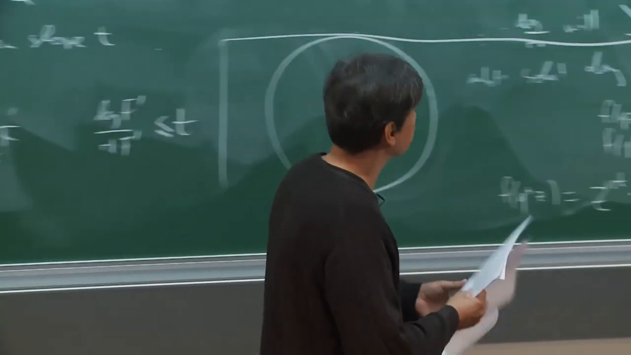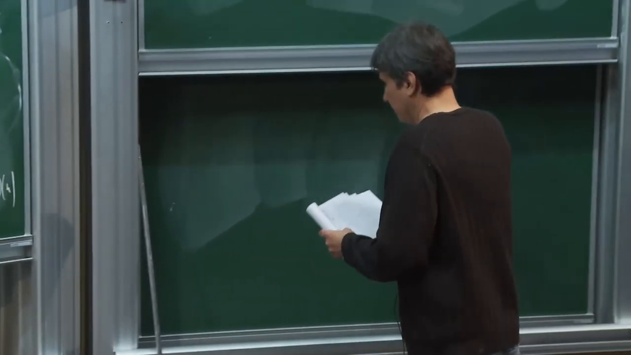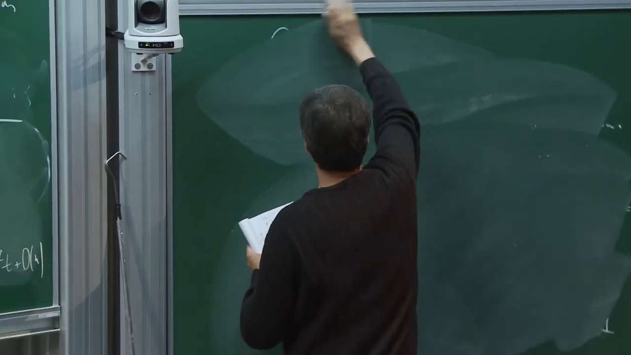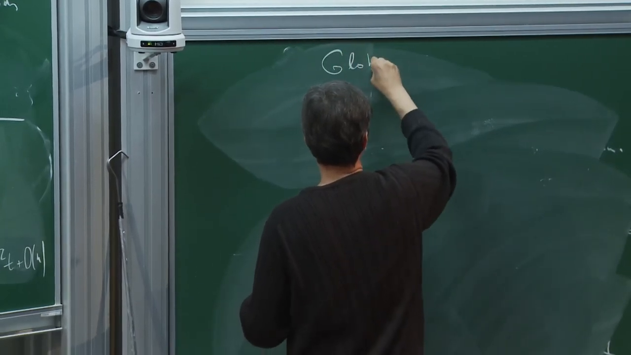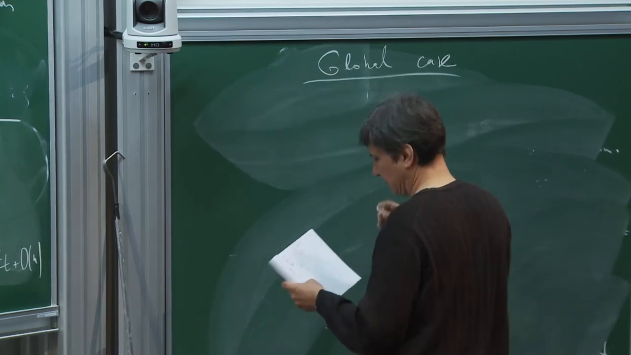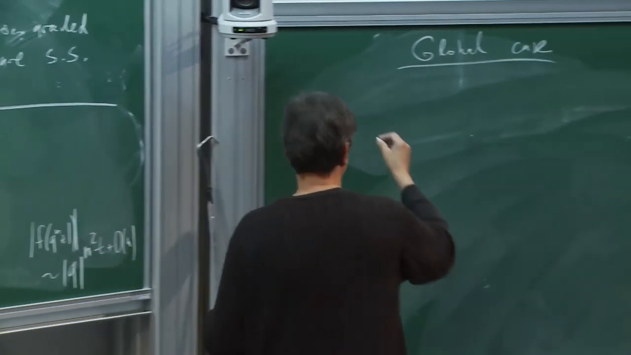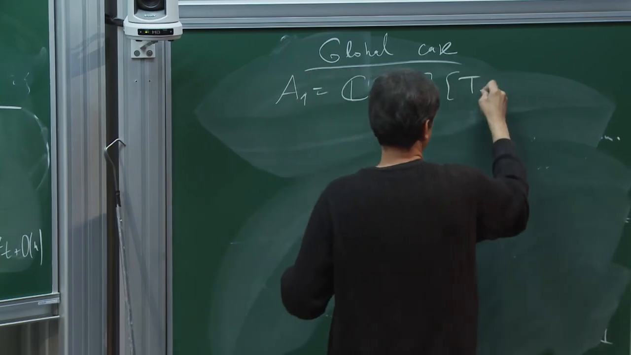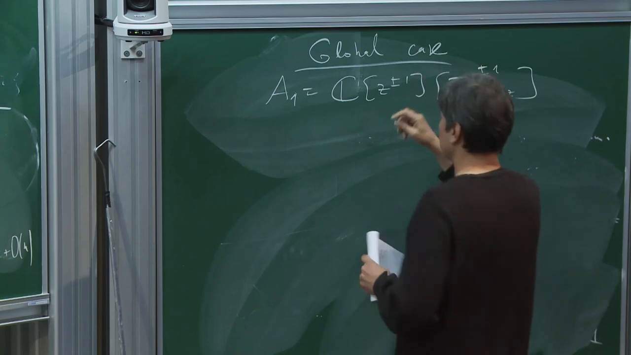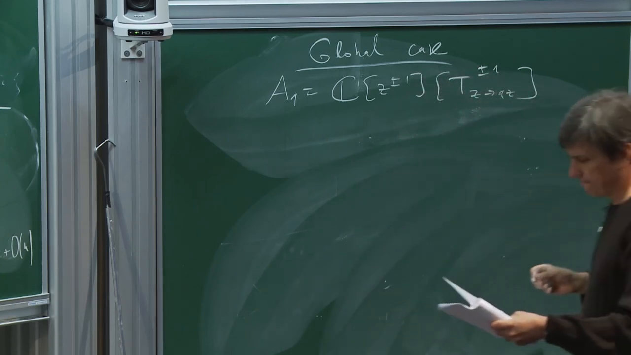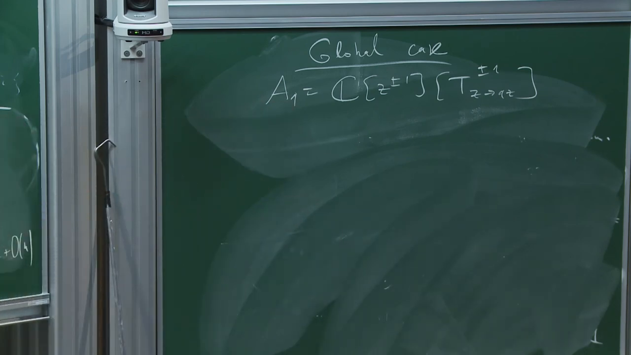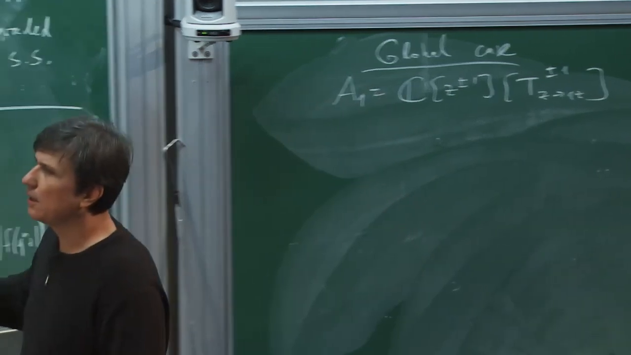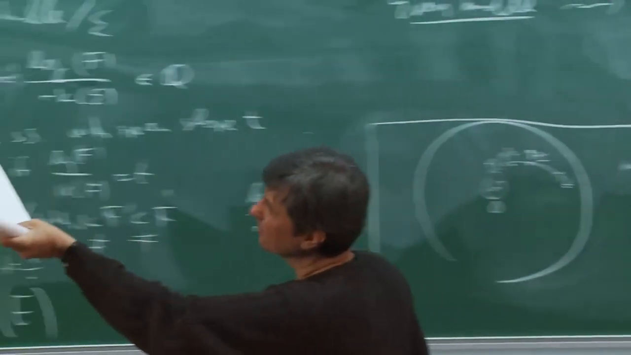And finally, I can go to the global case. Now I have really my algebraic q-difference operators. The picture is the following. First, I'll draw kind of this picture with divisors.